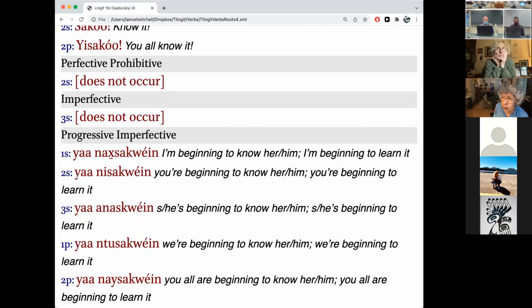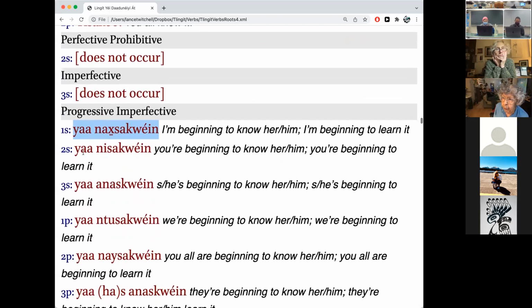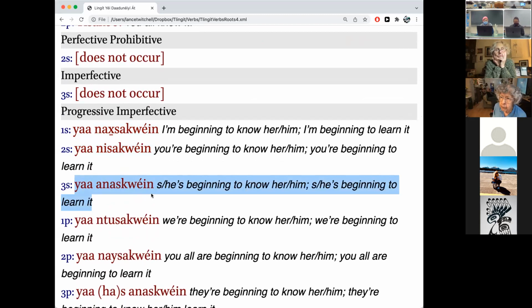So this is where you get ya nachsakwain, I'm beginning to know it. Ya nisakwain, you're beginning to know it. Ya anasquain, which is where ya atnasquaini comes from, like getting to know things. That's what it means, and that's the word for student.